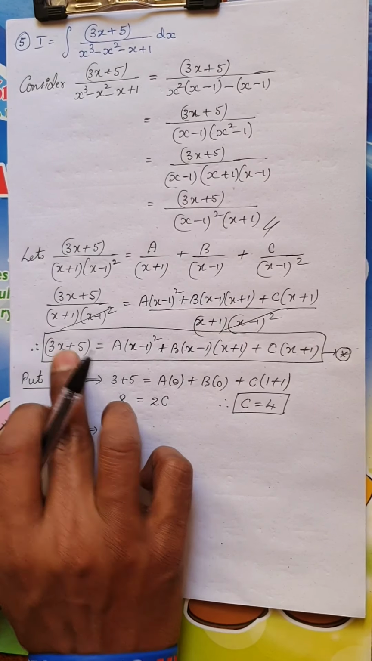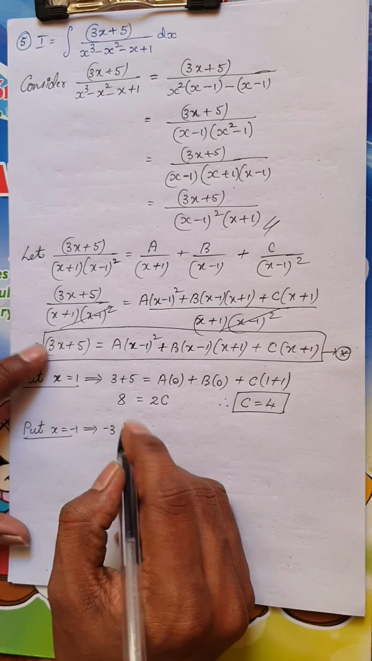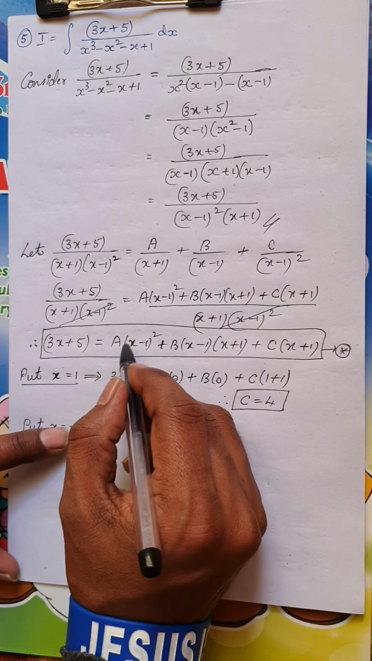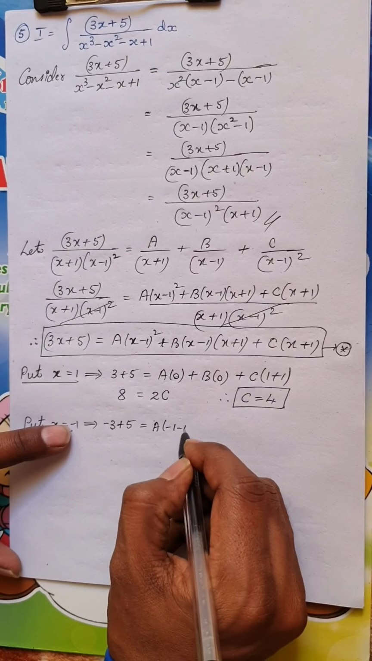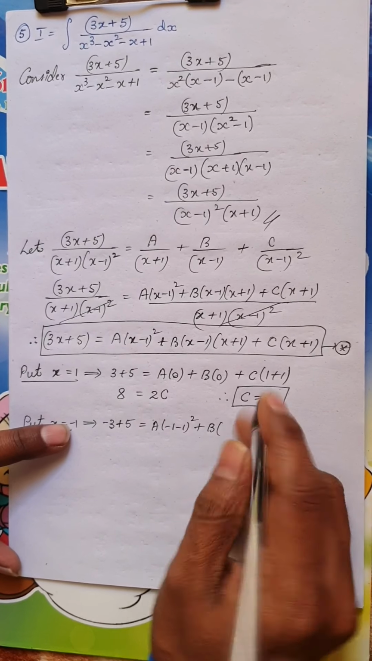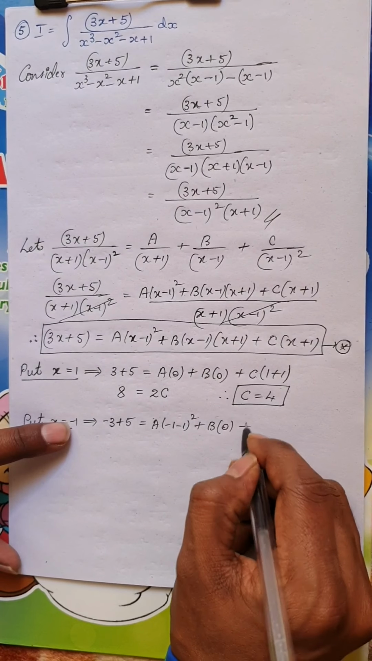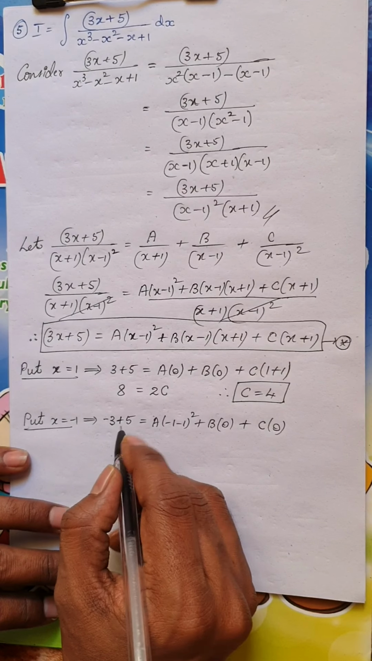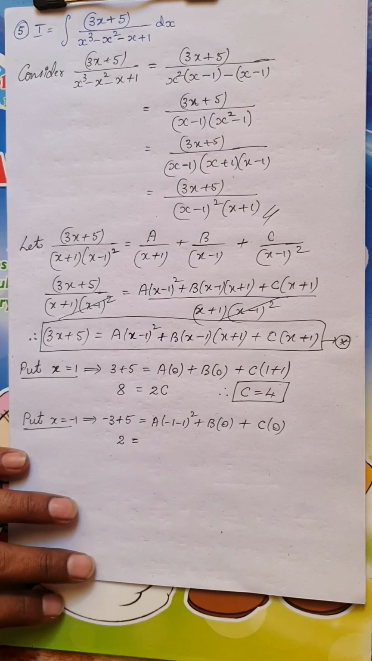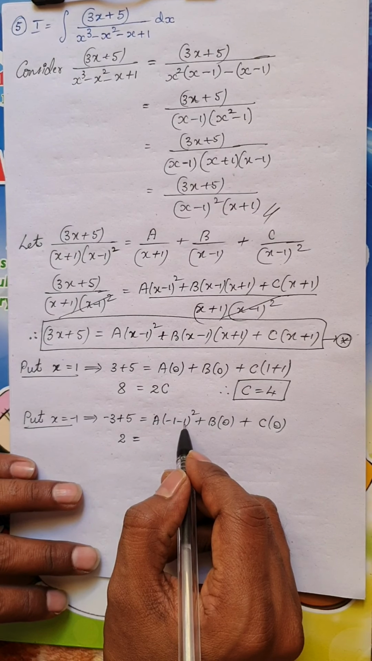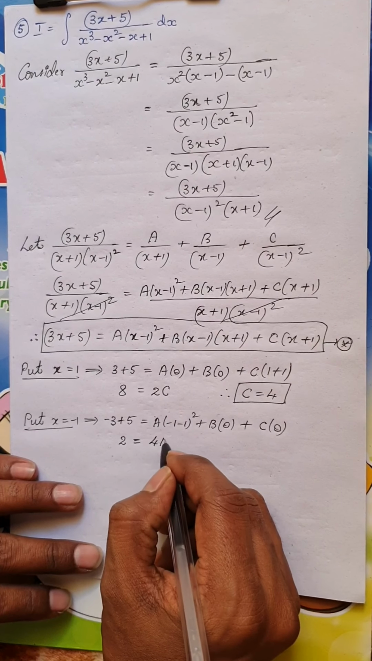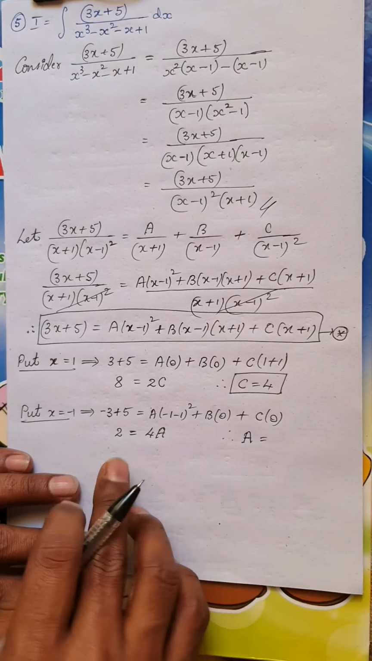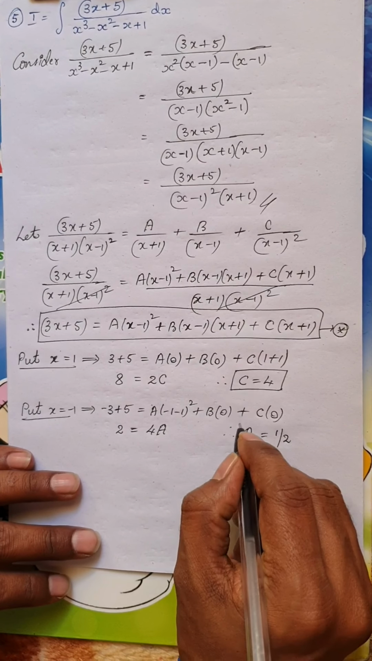If I put x is equal to minus 1, the left hand side becomes 3 into minus 1, which is minus 3, plus 5. Now if you put x is equal to minus 1, this term remains. So, a into minus 1 whole square, plus the b factor becomes 0 because minus 1 plus 1 is 0. Similarly, the c factor would be 0 because minus 1 plus 1 is 0. Therefore, what is 5 minus 3? That would be 2. And minus 1 minus 1 is minus 2, and minus 2 square is 4a. Therefore, your a would be 2 divided by 4, that is 1 by 2.